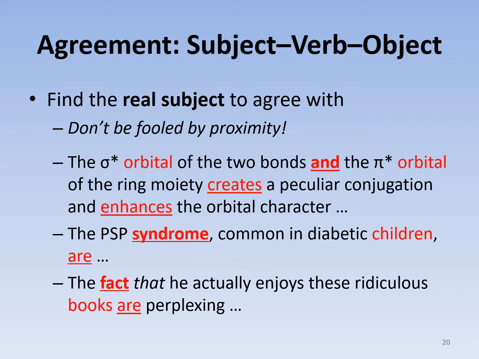And the exact opposite is true for the next example. You have the syndrome that is the real subject, and so it is supposed to be "is" here, because you have the syndrome is whatever, instead of "are", since you are not talking about children. The rest of the sentence is talking about the syndrome, not about the children. And here is another example. The fact that he enjoys these ridiculous books: you're talking about the fact. The fact is perplexing. It's not that the books are perplexing. So you must not be fooled by proximity.